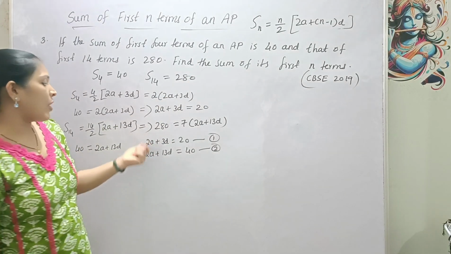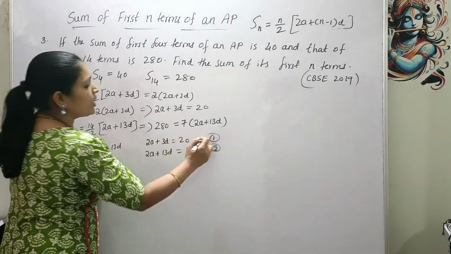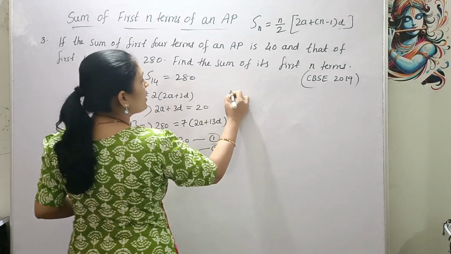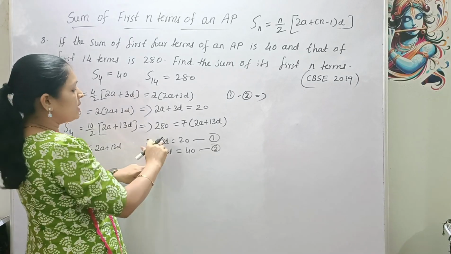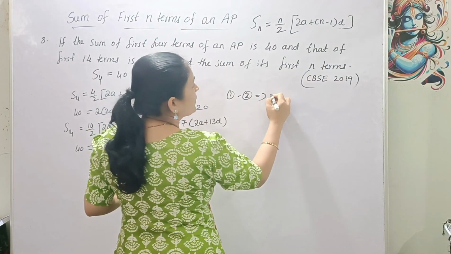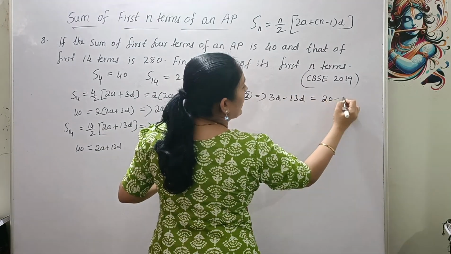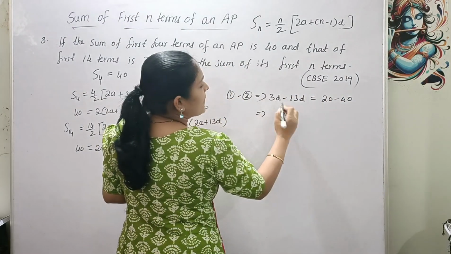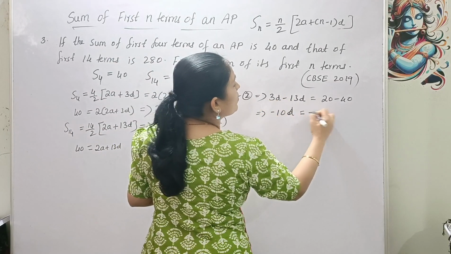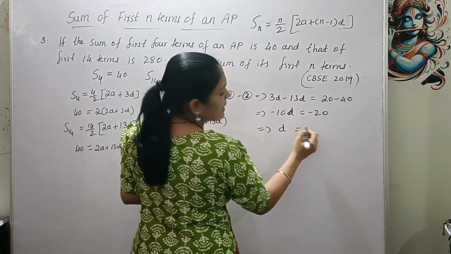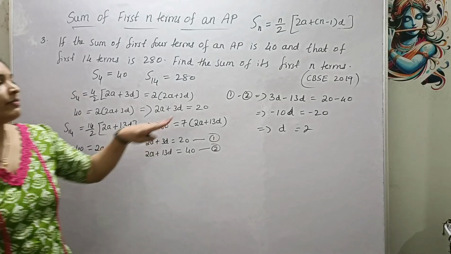See here, the coefficients of a are same, right? So directly we can subtract, that is equation 1 minus equation 2. Equation 1 minus equation 2 gives 2a minus 2a, 0. 3d minus 13d is equal to 20 minus 40. That is minus 10d, since 3 minus 13 is minus 10. Minus 10d is equal to minus 20. That implies the minus is cancelled. d is equal to 20 by 10, that is 2. We have got the value of d.